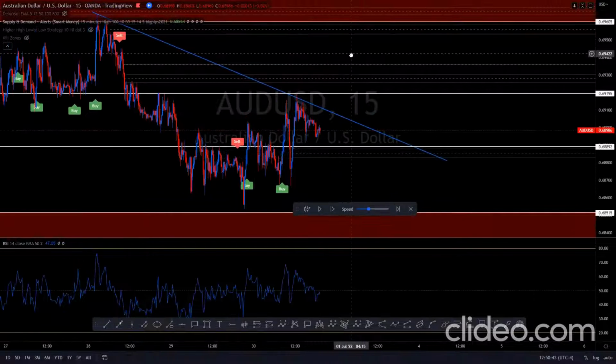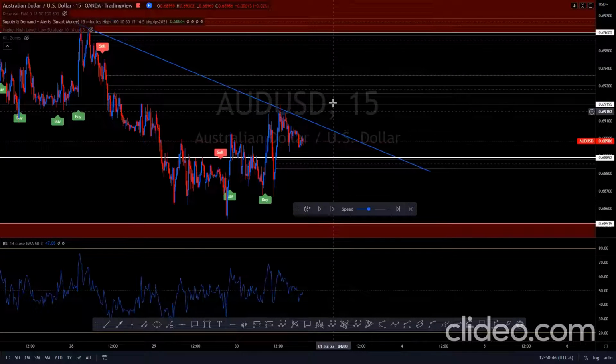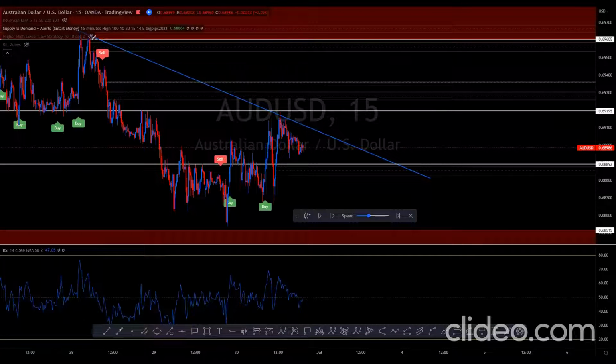Now we're going to say to ourselves, okay, according to the institutional indicator, what imbalance gaps do we see? We see that price respected this area. So if price was to cross, break and retest this, then I'll probably be looking for price to go up to this zone and then stop, or maybe respect this area.